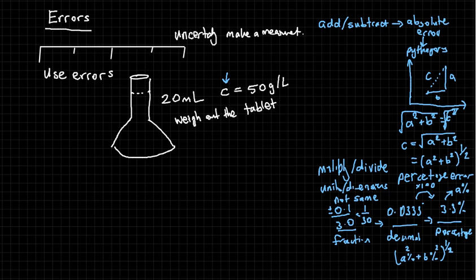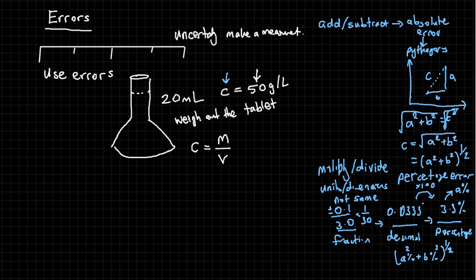So if we were to use Pythagoras' theorem, we'd go A squared plus the second percentage error squared, and then this would all be square rooted, which is to the power of a half. So that's nice and easy. So now let's go about doing this calculation.